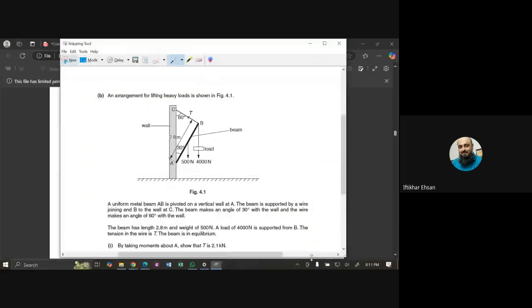We have to find the value of T. We are taking moments about A. Whenever we say about A, it means the point mentioned next will be the pivot. Right, Hassan and Sarosh? Yes, sir. Okay. So, what is our basic formula, beta? Sum of clockwise is equal to sum of anti-clockwise. So we have two clockwise forces, 500 and 4,000.